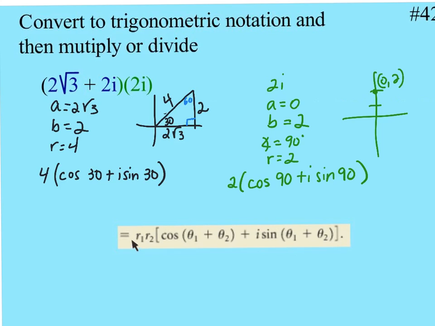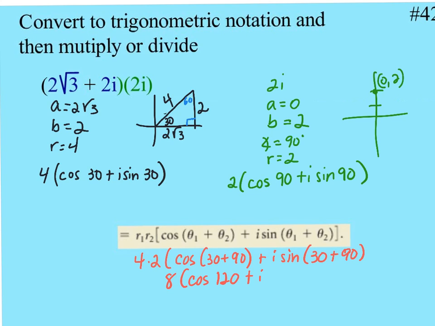So that way we can put it into our multiplication formula, which is going to say 4 times 2 cosine, theta 1 is 30, theta 2 is 90, and then i sine of the same sum, for a final answer of 4 times 2, which is 8, times the cosine of 120 plus i sine of 120.